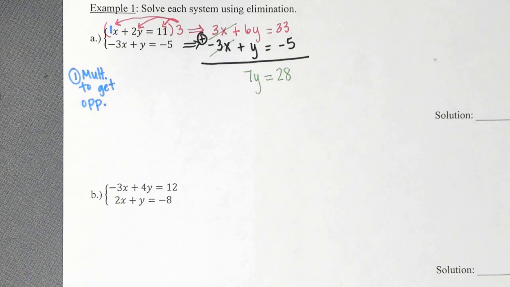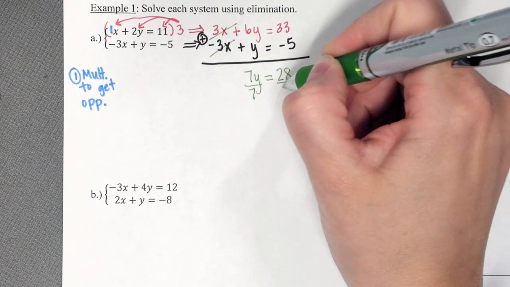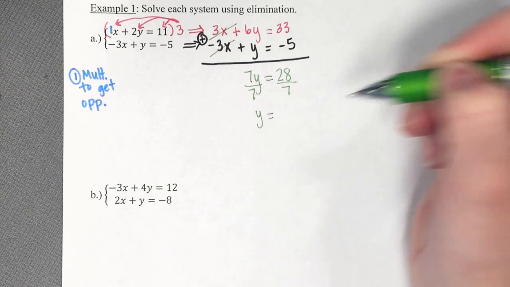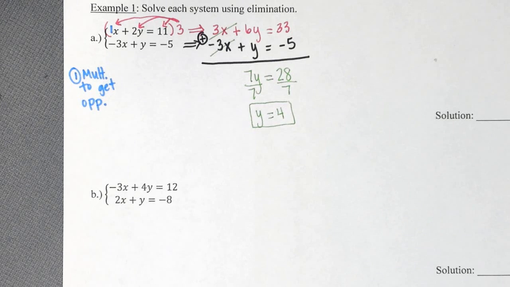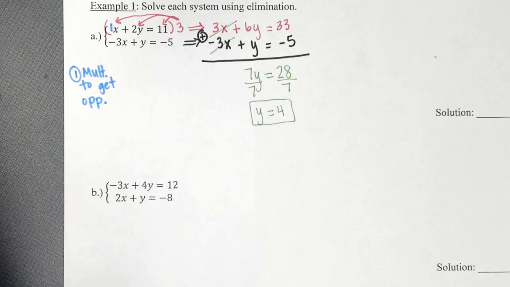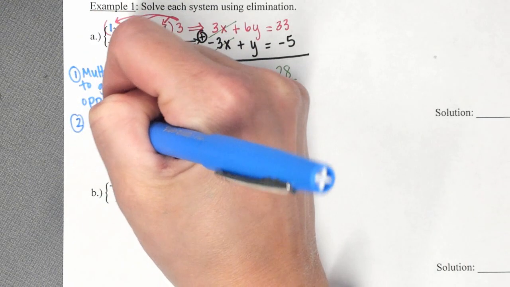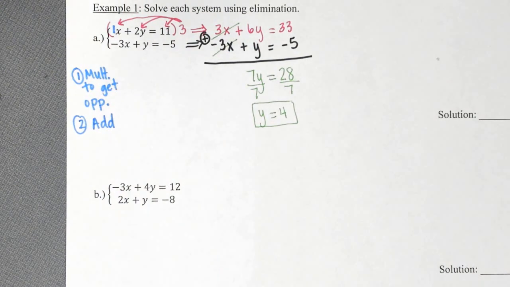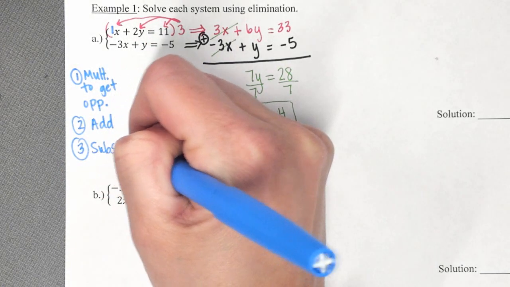Okay, and then Bree, what's our last step? If you have 7y equals 28? Yep, divide by 7. And then do you guys know what y is? 4. Great. Okay, so now that we found y, we have to find x. So after you multiply to get the opposites, you're going to add the equations together. So we did that. We add the equations, and then you're going to substitute to find the other variable.